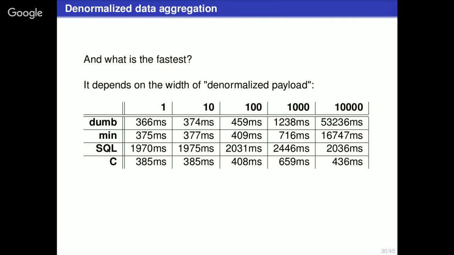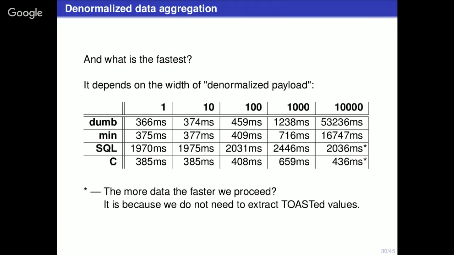This is the length of account name. Interesting that for the very long denormalized payload, it could be even faster, because those values are not even decompressed from TOAST. So it's faster for 10,000 than for 1,000 character values.